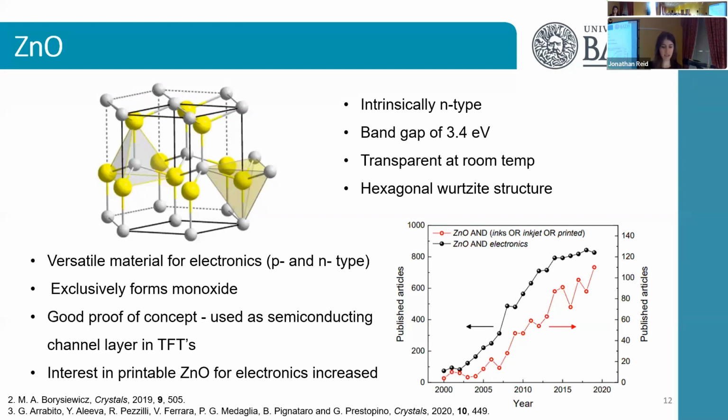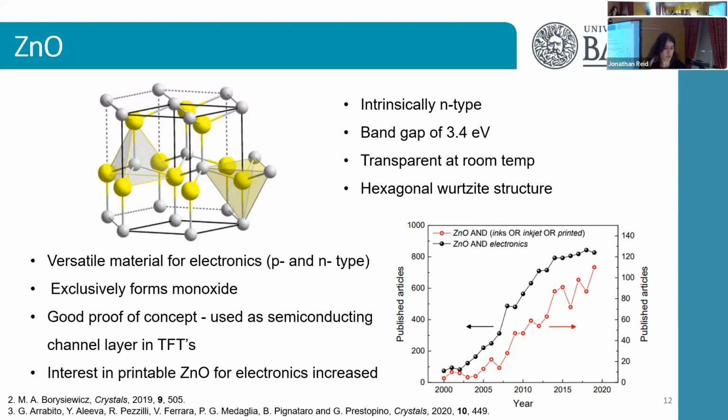So zinc oxide is an N-type semiconductor with a band gap of 3.4 electron volts. It is a transparent conducting oxide, so it's transparent at room temperature, and its stable form is a hexagonal wurtzite structure, which is shown here. It's a versatile material for electronics because you can form the P-type material through doping, and it exclusively forms the monooxide. So when you have tin, you can form a monooxide or a dioxide, and that changes the electrical properties massively. But for zinc, we know we're always going to get the monooxide.